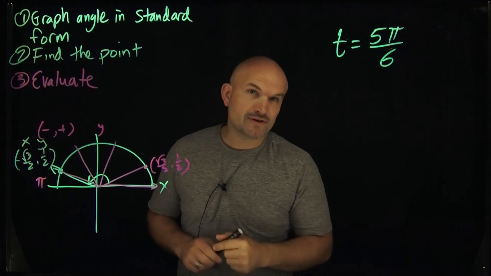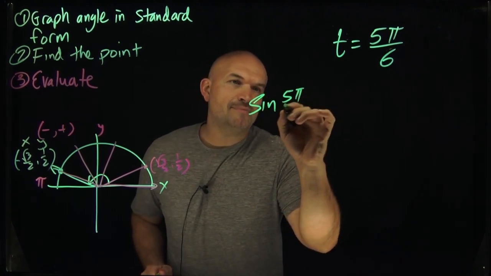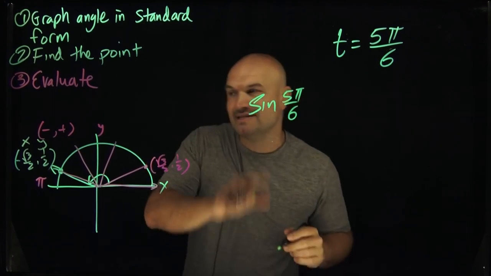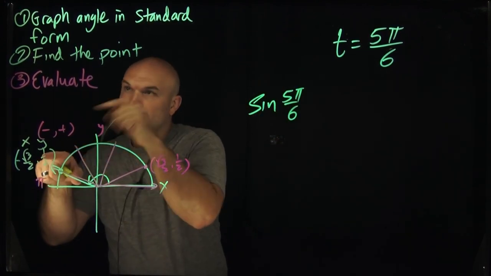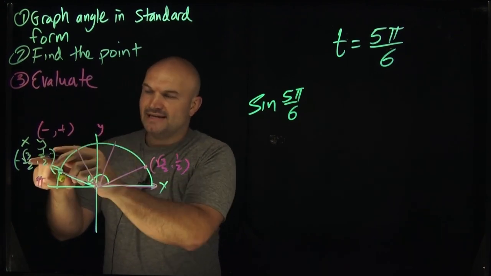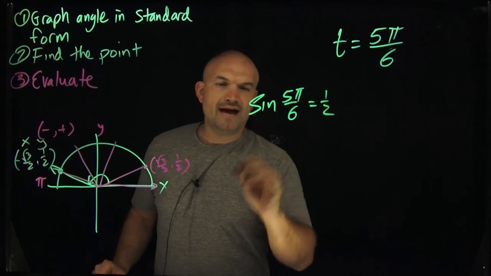So, in case you just forgot everything that I just said, if I said, what is the sine of 5 pi over 6, that is going to be the y-coordinate of where that angle intersects my unit circle. And you can see over here, right? I found the point, which in this case is negative square root of 3 over 2, comma 1 half. So my y coordinate is just equal to 1 half.